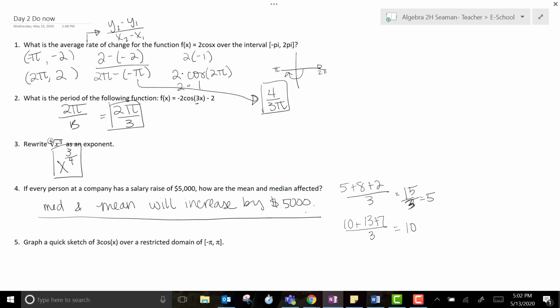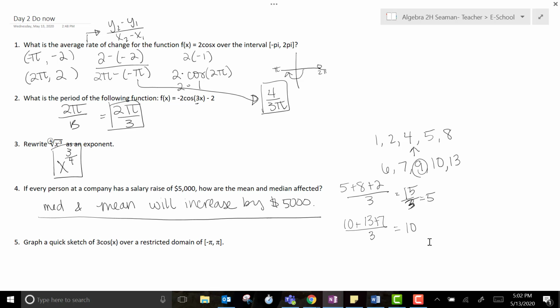Example here, if you wanted to see that, if I had 1, 2, 4, 5, and 8, my median value is going to be 4. If I added 5 to all these numbers and I got 6, 7, 9, 10, 13, my median is 9, which is going to be 5 more than my original median.